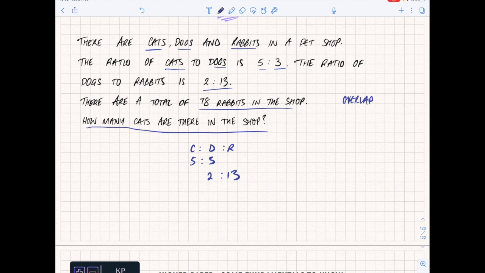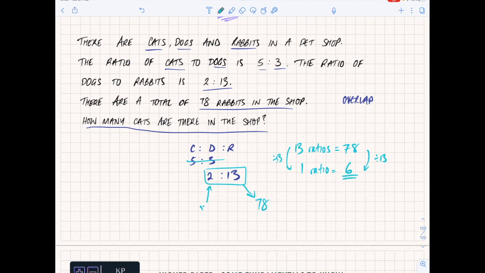So I know that there are 78 rabbits. So what I could do is ignore this top part, first of all. So I'm going to ignore this, and I'm going to just deal with this part. So it tells me that there are 78 rabbits, and that's equal to 13 ratios. So you could say 13 ratios is equal to 78. And again, you still want to find one ratio. So you divide that by 13. And so you divide this by 13 as well. So if you do 78 divided by 13, you get an answer of 6. So one ratio becomes 6.